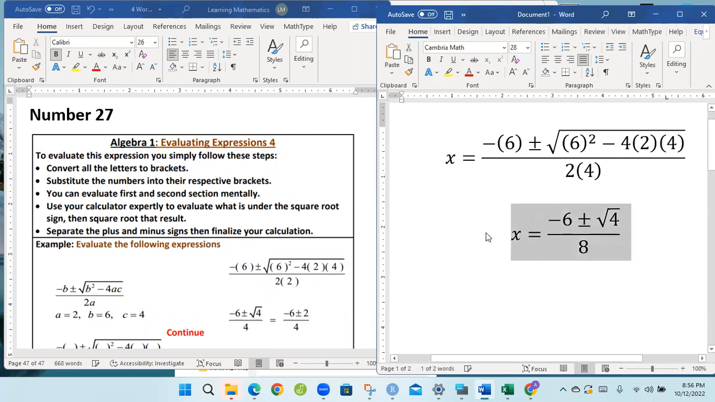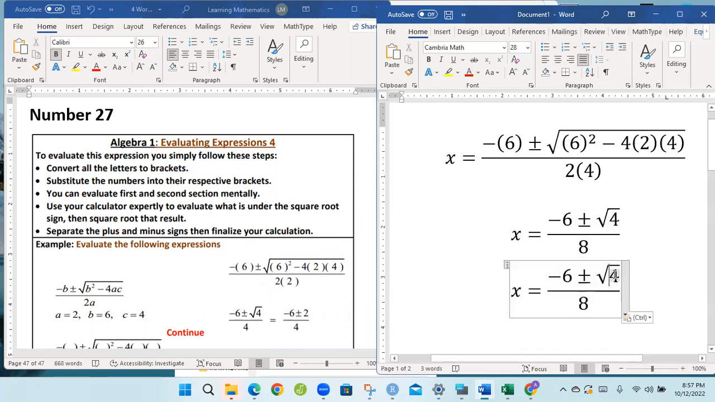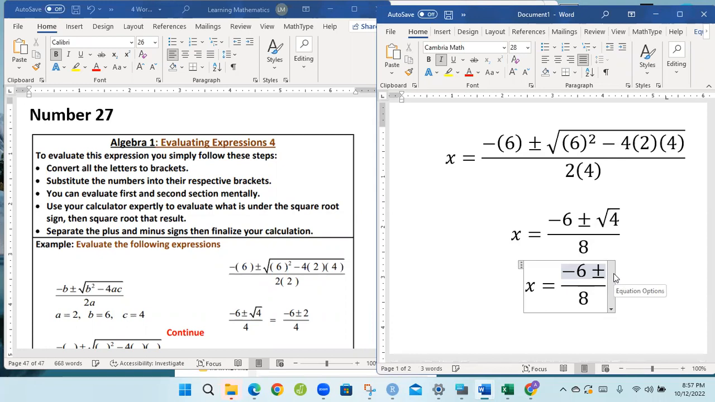So you carry down your negative 6 plus minus. We'll deal with that after. And you square root the 4 to give us 2. So now we are going to deal with the plus minus. We have to do this fraction for plus and separately do it for minus. So we're supposed to get 2 values for x, one for the plus and one for the minus.